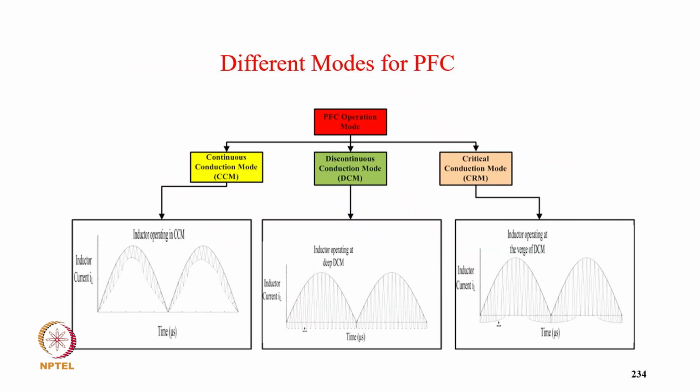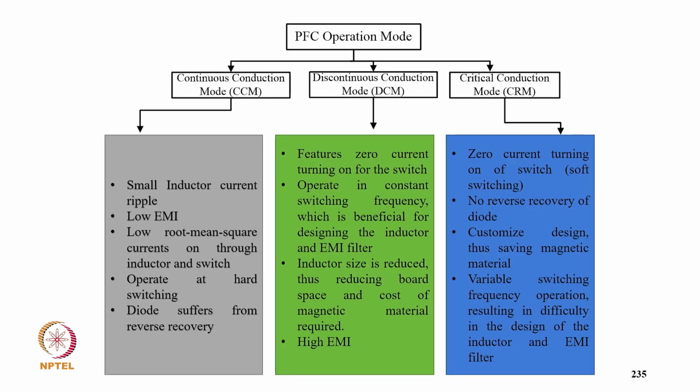And these are different modes of operation. You can operate a power factor correction converter in continuous conduction mode, how the supply current looks like, then discontinuous conduction mode, the current, and then critical conduction mode, also called boundary conduction mode current. Now PFC in continuous conduction mode features a smaller inductor current ripple, low EMI, low root mean square currents in the inductor and switch, operates with hard switching and suffers from reverse recovery.